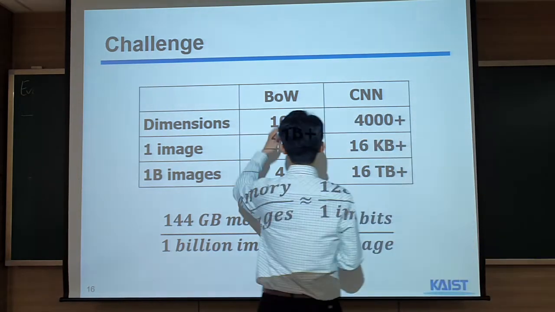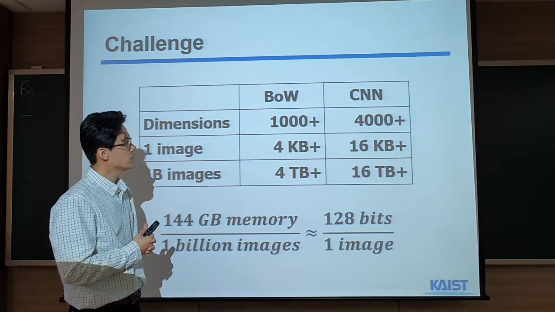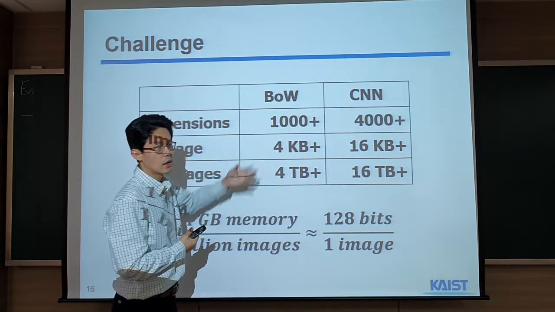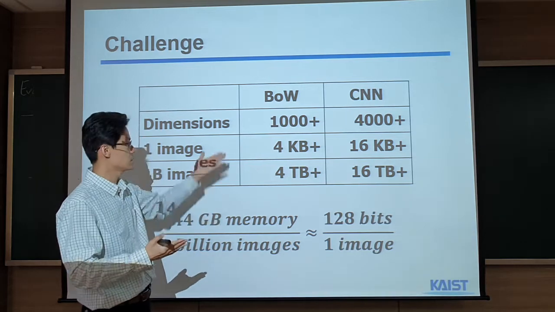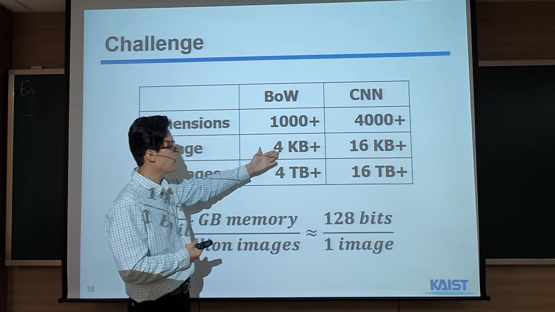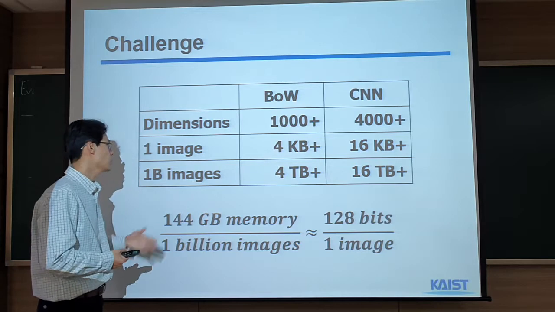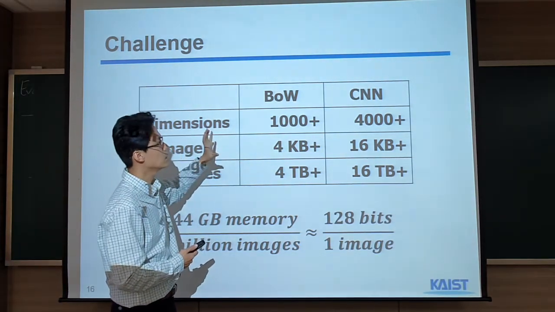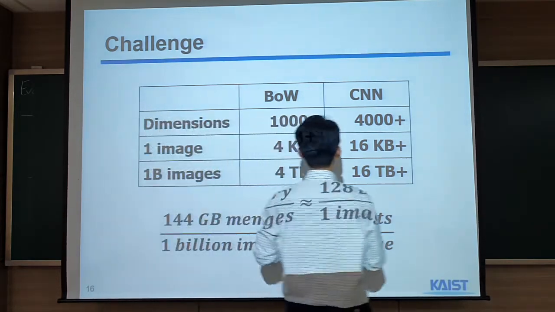And then think about it. If you are using the bag of visual words, you can treat that each descriptor can have more than 1,000 dimensions, right? And you can use a 4-byte integer for each dimension, right? Then one image actually has 4 kilobytes of this bag of visual words descriptor, right? And if we had 1 billion images, then storing these image descriptors requires 4 terabytes, which is a lot, right? Same thing for the CNN.